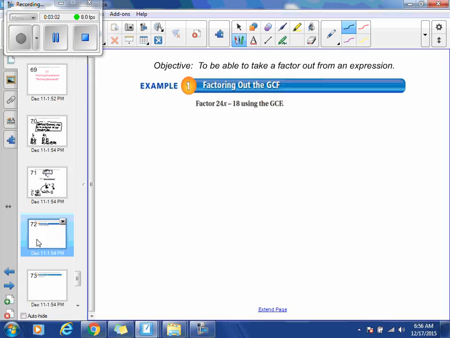All right, so in this case, we're getting a little bit more complicated. We're adding a variable in. So we have 24x minus 18. We need to take out a common factor that both of those have. So I'm just going to list my numbers. I have 18, I have 24. Factors of 18: I can multiply 1 and 18, 2 times 9, 3 times 6. So far, all of these numbers are factors of 18. 4 does not go into 18. 5 does not go into 18. So that's our complete list right there.